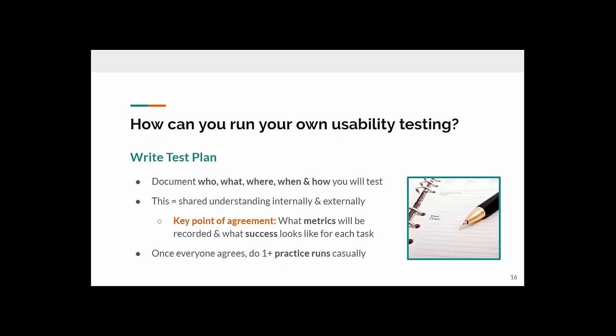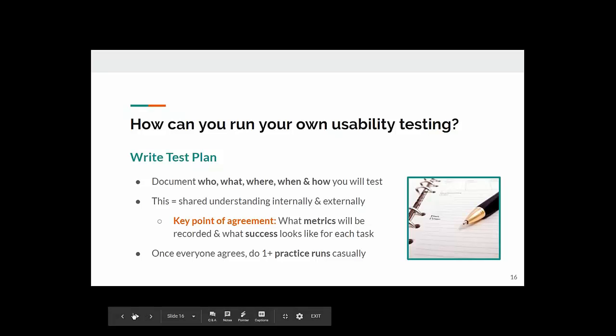And a key piece of this is the metrics that you're going to use. Typical metrics of usability testing will be things like time on task: how long did it take someone to do something? How many clicks did they make? Especially if it's a website, they're navigating around, there's a certain number of clicks that is the minimum. And then things like success and failure.